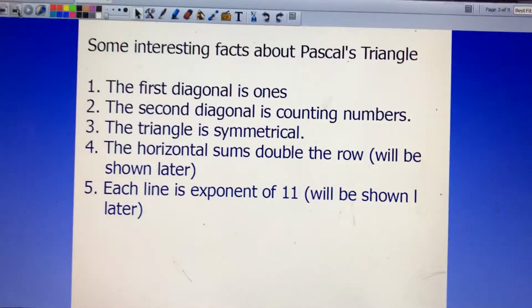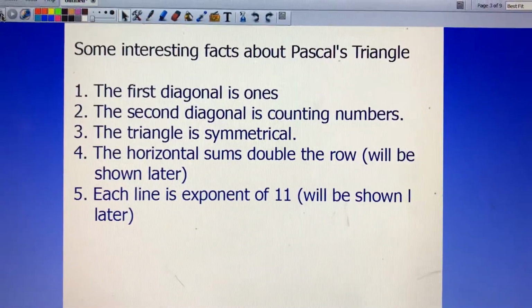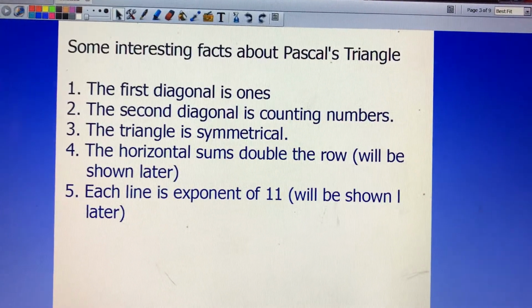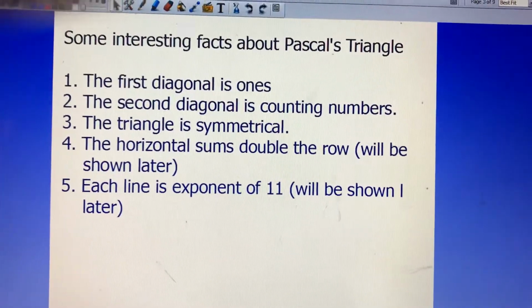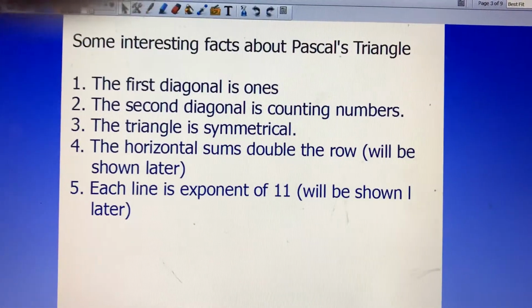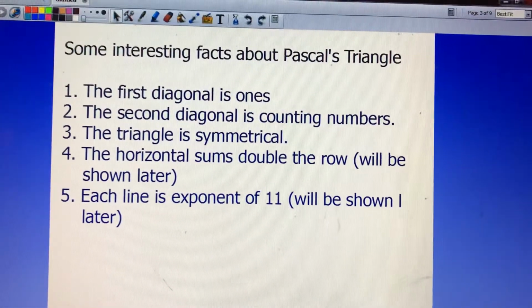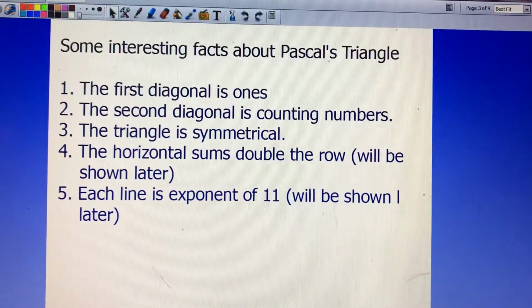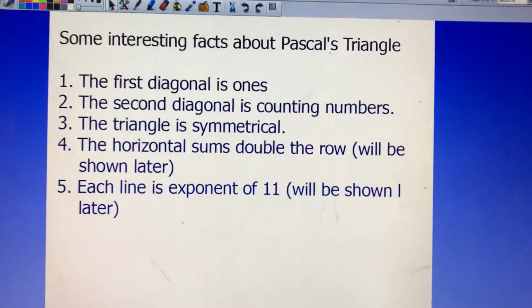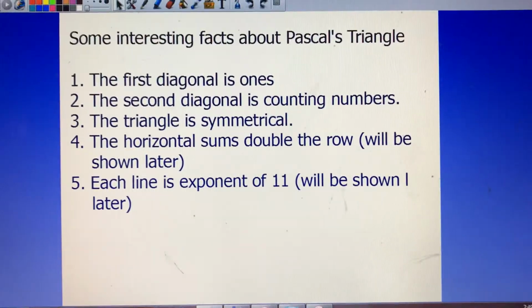So some interesting facts about the Pascal's triangle. The first diagonal is all 1s. The second diagonal is all counting numbers, so 1, 2, 3, 4. The triangle is symmetrical. The horizontal sums double with the rows, and I'll show you that in a minute. And each line is an exponent of 11, and I will show you that in a minute also.